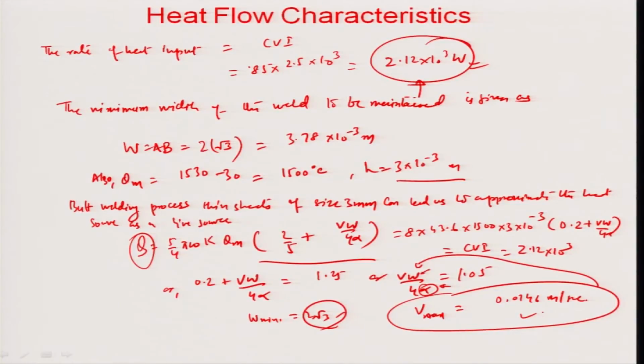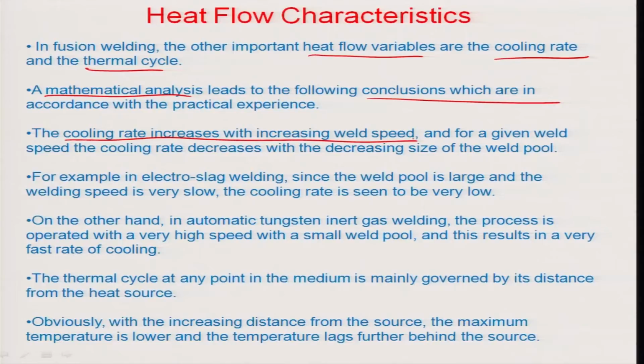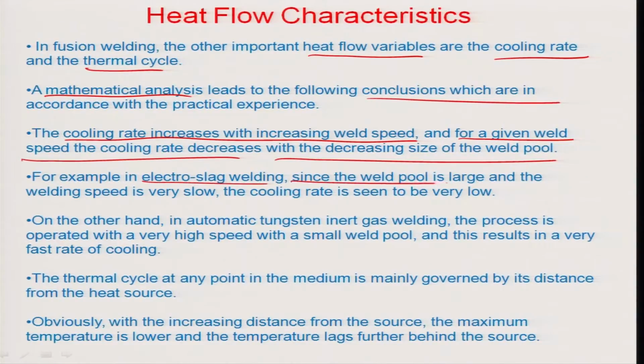So, in fusion welding, the other important heat flow variables are the cooling rate and the thermal cycle, of course. So, let us just look at them individually. We can, by a simple mathematical analysis, come to some conclusions which suggest that the cooling rate increases with increasing the weld speed, and for a given weld speed the cooling rate decreases with decreasing the size of the weld pool. For example, in electroslag welding, since the weld pool is large and the welding speed is very slow, the cooling rate is seen to be very low.